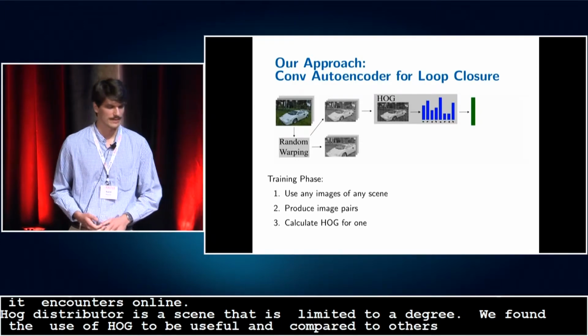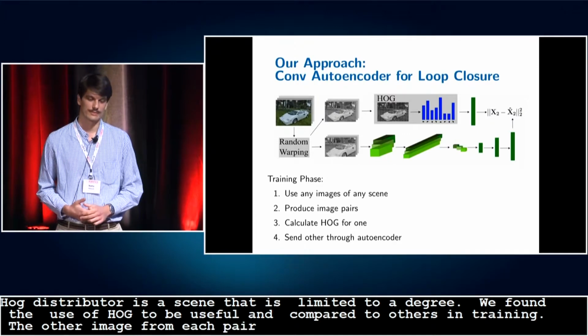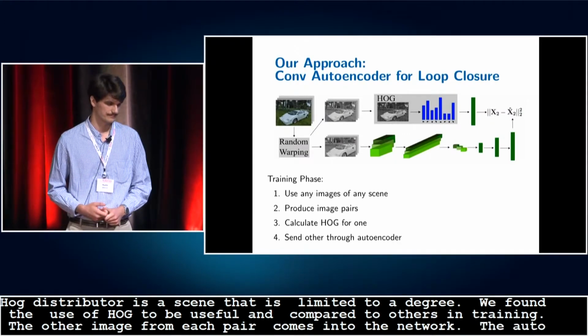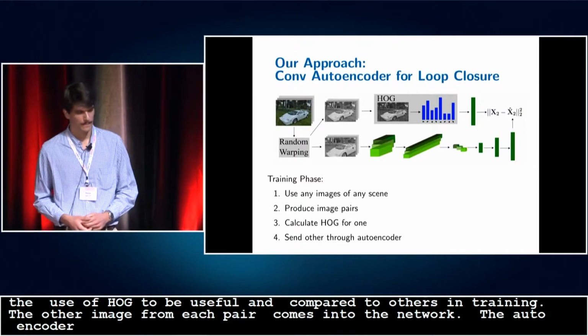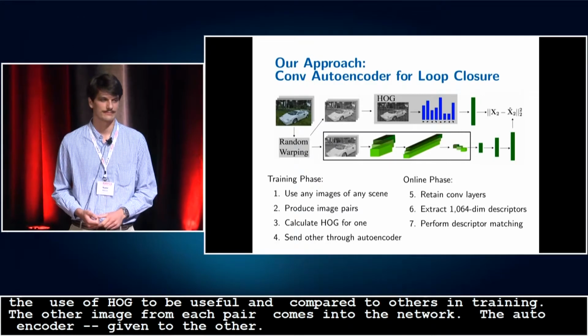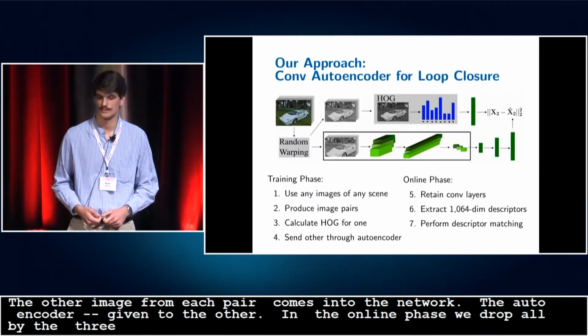The other image from each pair becomes input into the network. The autoencoder is forced to reconstruct the HOG descriptor of one image, given only the other. In the online phase, we drop all but the 3 convolution layers. The proposed network produces small 1064-dimensional descriptors.